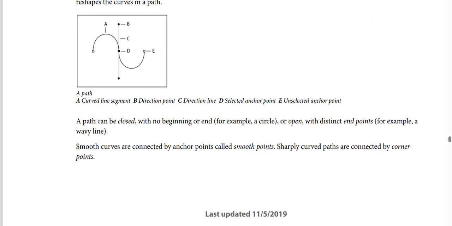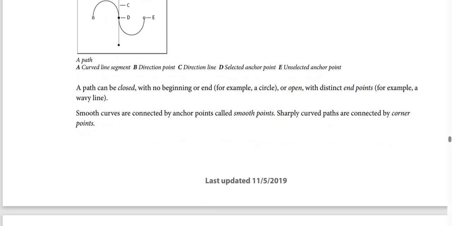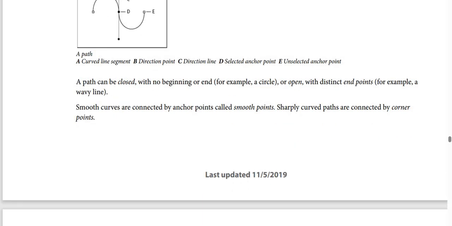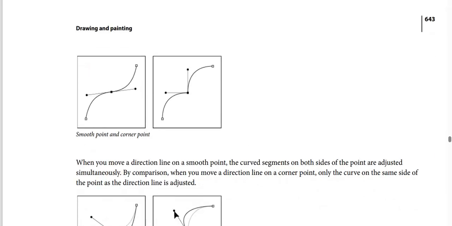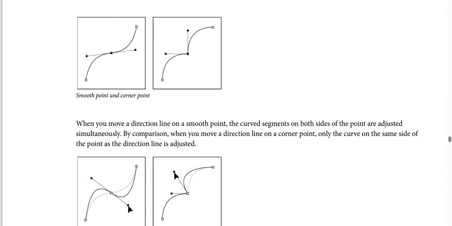A path can be closed with no beginning or end, for example a circle, or open with distinct end points, for example a wavy line. Smooth curves are connected by anchor points called smooth points, and sharply curved paths are connected by corner points. Like this next screenshot, this image now explains for you how smooth points and corner points look.